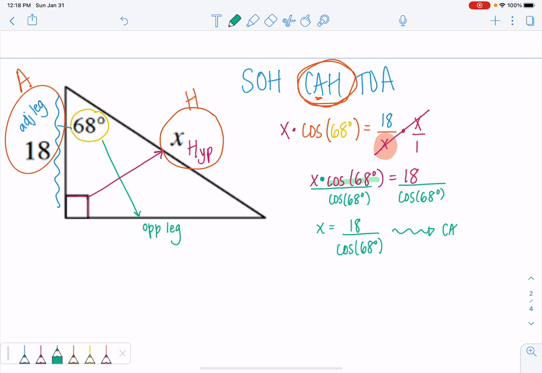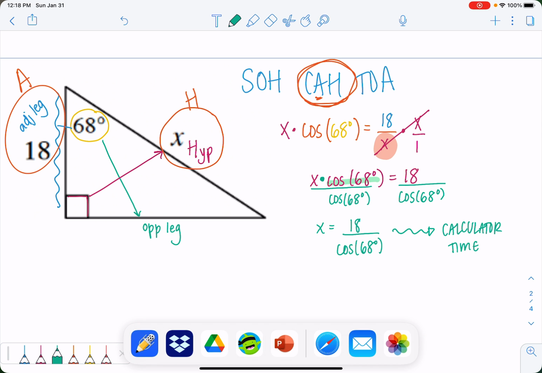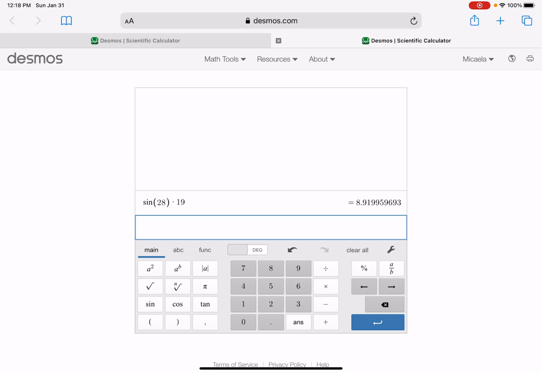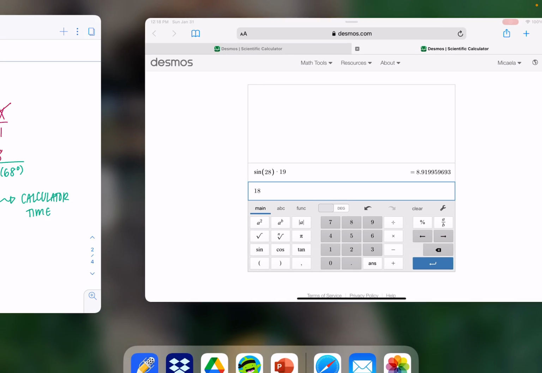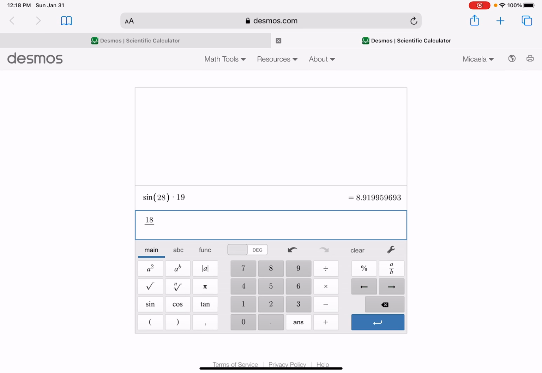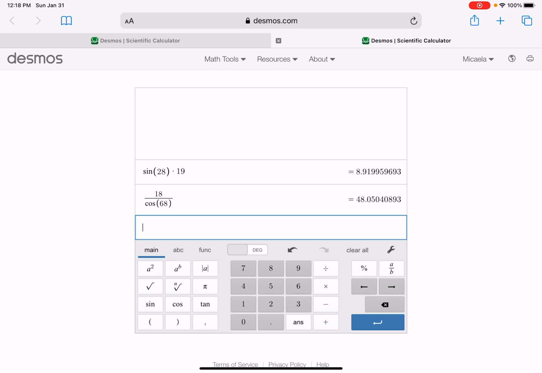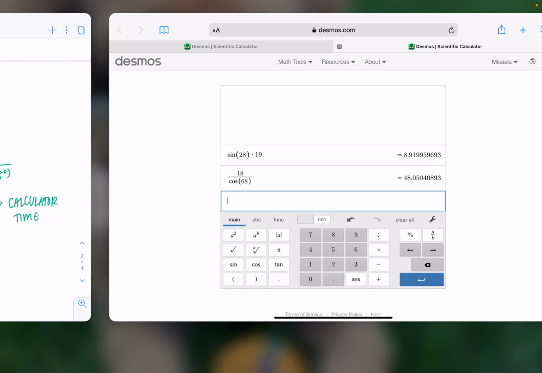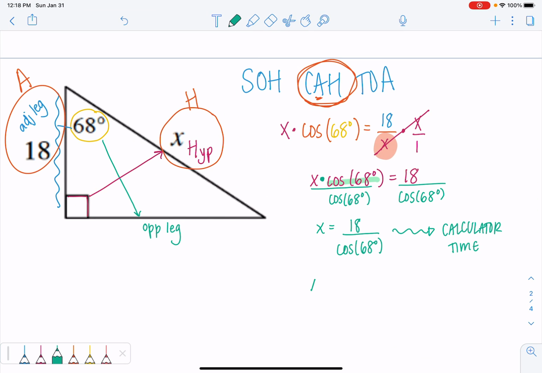This is calculator time because the variable x is alone. So we'll go to the Desmos calculator and we'll do 18 divided by cosine of 68. Enter and we get 48.05. X equals 48.05.